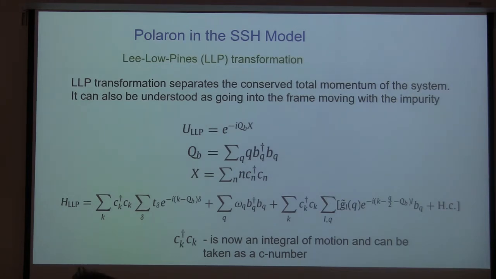So we kind of trade the problem of bosons interacting with an impurity for a problem in which the impurity is now non-interacting, but there is an interaction induced between the bosons. Now what we can do is that, well, it's a kind of complicated interaction for the bosons, so doing anything analytically with perturbations will be hard, but as long as we're doing variational states, it's actually not such a big deal.